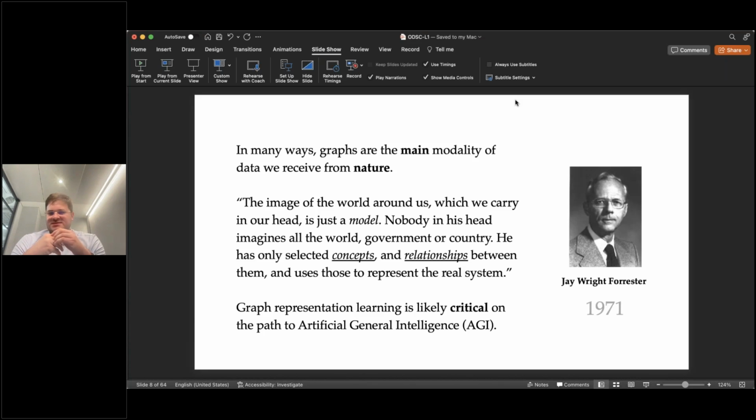And for this very reason, I claim that graph representation learning is likely going to be a critical component if you want to build anything remotely approaching artificial general intelligence. And as we will hopefully have some time to discuss today, this doesn't really clash with the current state-of-the-art models being used for building artificial intelligence systems, because those systems are secretly graph neural networks, it turns out, and we'll hopefully discuss this connection later.